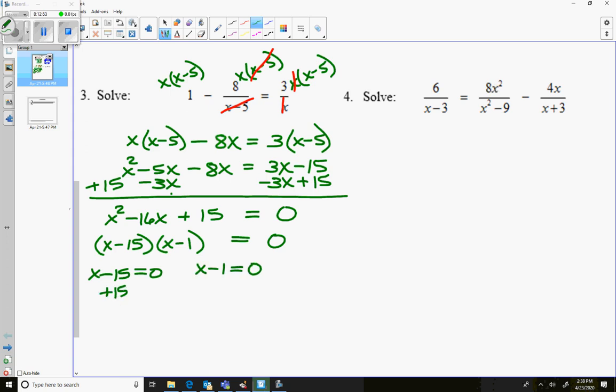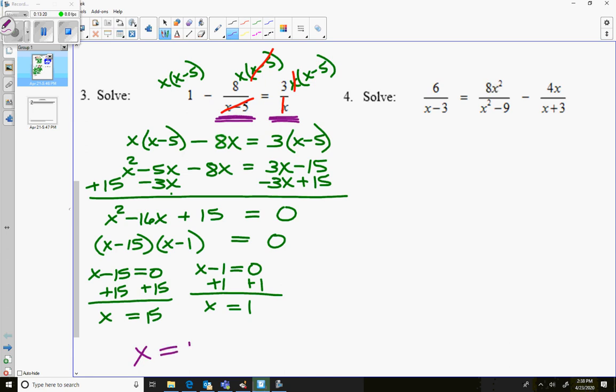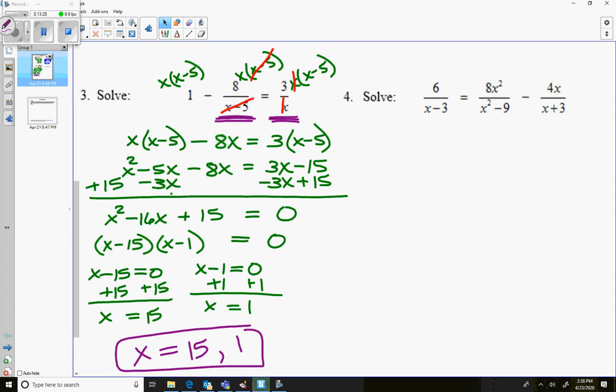And solve each one respectively. So we get x equals 15. I also get x to equal 1. So we got two answers here. Are they acceptable? Well, if you remember, coming back up here, x could not be 5, x could not be 0. Well, we did not get 5 or 0. So therefore, both answers actually are acceptable answers. So we got two values for x this time.